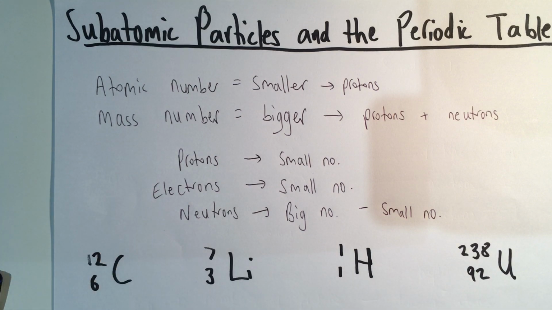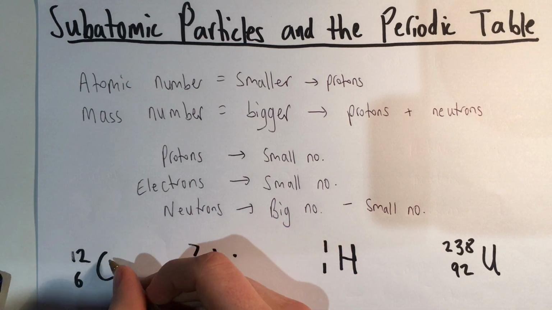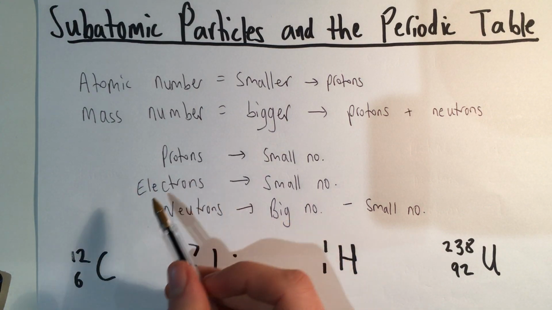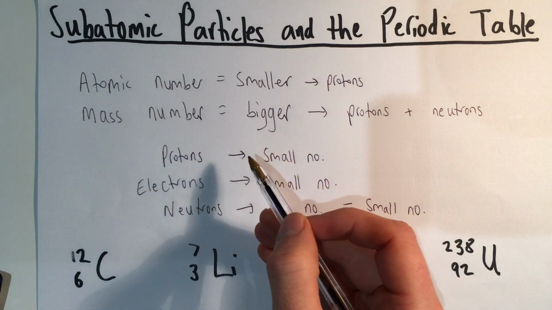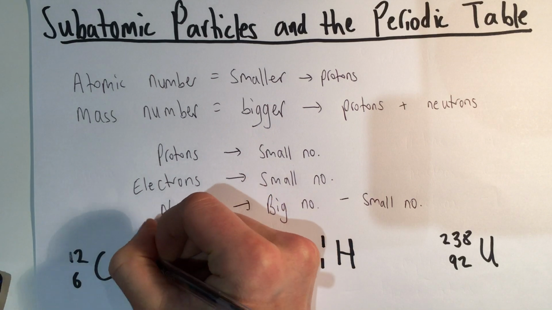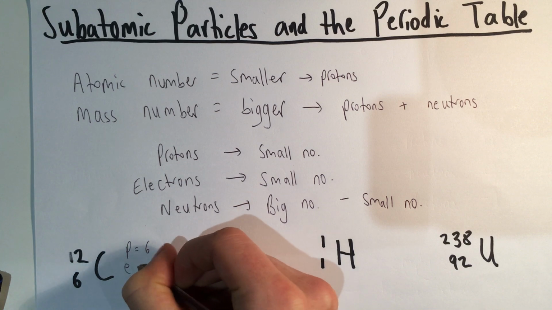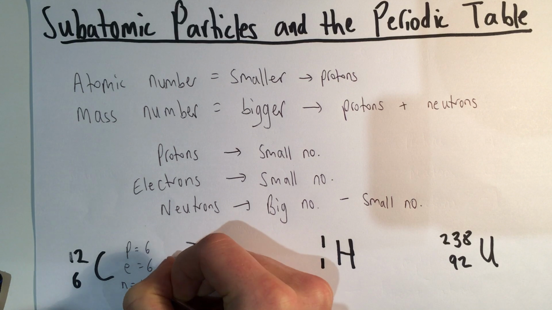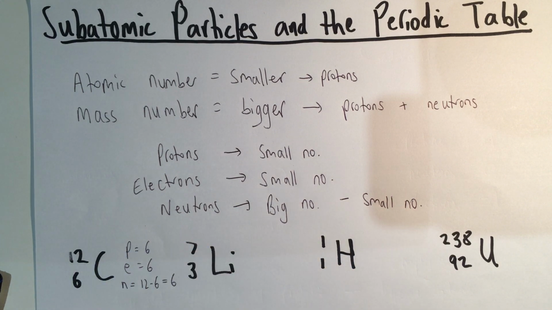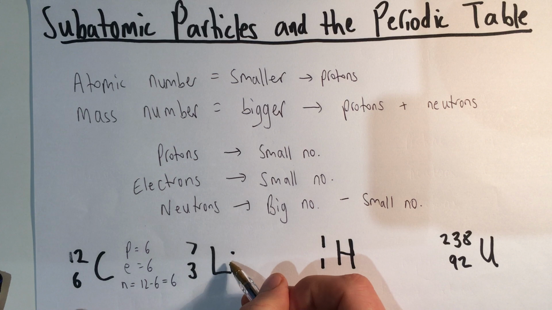Okay, so that's really simple, and I'm going to do it for just these 4 example atoms here. So first one, really classic example, is carbon. The atomic number, I can tell it's the atomic number because it's smaller, is 6, and the mass number is 12. So the number of protons is just the atomic number, which is 6. The number of electrons is just the atomic number, it's 6. And the number of neutrons is going to be 12 take away 6, which is 6. So in this case, the number of protons and electrons and neutrons is the same, which is often the case.